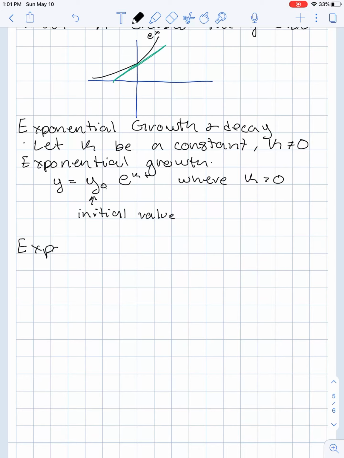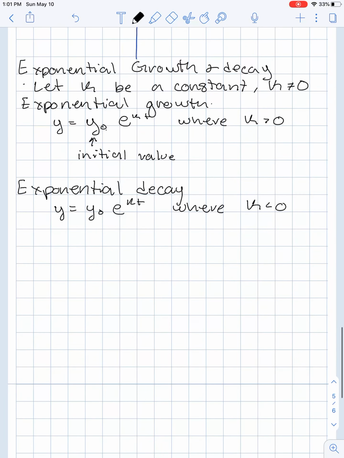Alrighty, so exponential decay looks a little similar. y equals y naught e to the kt, but now k is negative, less than 0.